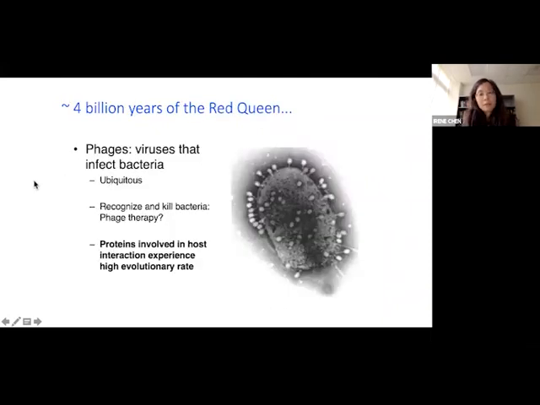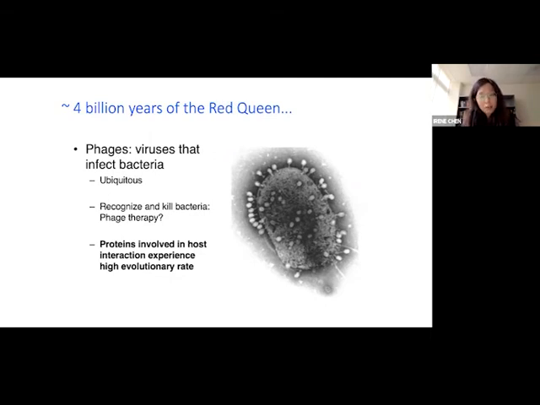So perhaps the longest running Red Queen race is that between bacteria and viruses that infect bacteria. So we've had at least 4 billion years of this. These viruses that infect bacteria are called phages, and phages are everywhere. They are the most abundant organism on the planet. The estimation is that there's about 10 times more phages than bacteria in terms of numbers.